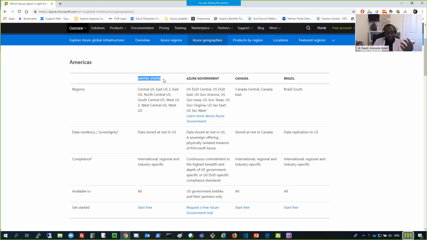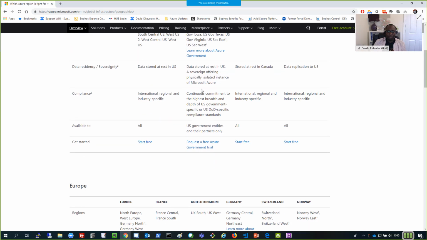Why? Because the United States government has different data residency and compliance requirements that they have to follow, different from the rest of the United States public. So when you talk about geographies, it's about what the data residency and compliance requirement is, what the boundary is, and that's what they use to define geographies.